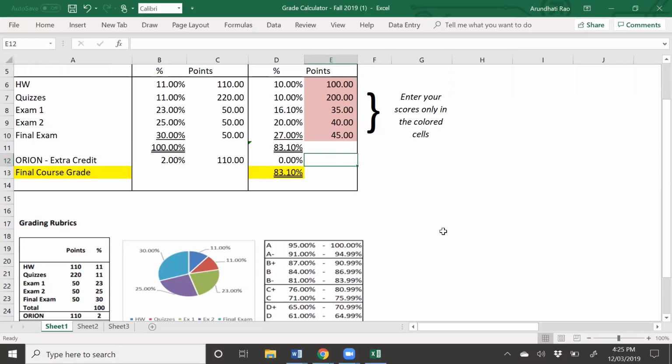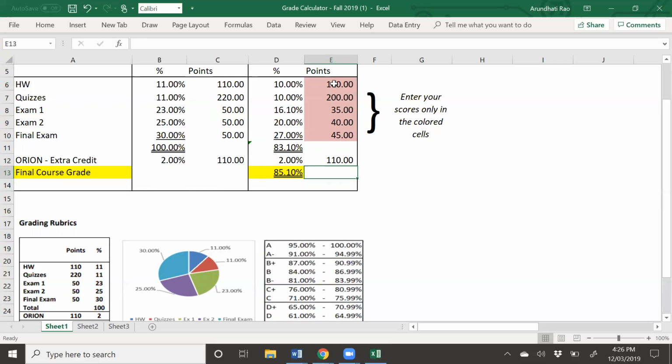Now, if the student has done the Orion extra credit assignment, let's assume the student has done all of it and earned 110 points. That's worth 2%. That 2% is going to push you over from B minus into a B. So this Orion is really a very handy tool to have over here because it could move you up in the borderline cases. It really will comfortably move you up very well. You still have a few days to work on the Orion extra credit. Do as much as you can. It's also going to help you in terms of practicing for your final exam.